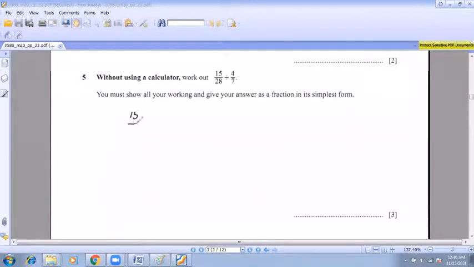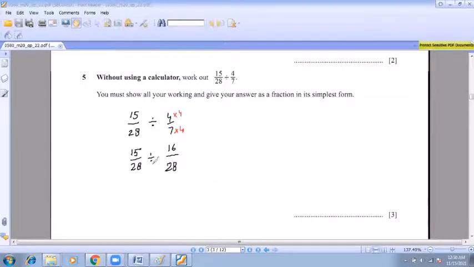Here 15 over 28 divide 4 over 7. So one thing, we can make the denominator the same so that it will be easy for us. If we multiply with 4 to make the denominator the same, so we must multiply with 4, and it gives me the next step, 15 over 28 divide 16 over 28. And after this, we can apply the rule.